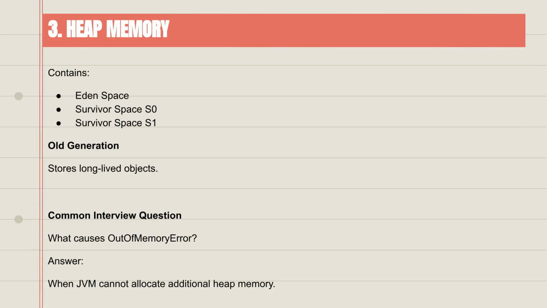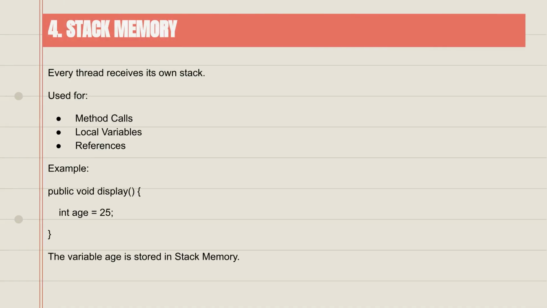A common interview question is what causes an out-of-memory error, which occurs when the JVM can no longer allocate additional heap space. Stack memory is thread-specific.